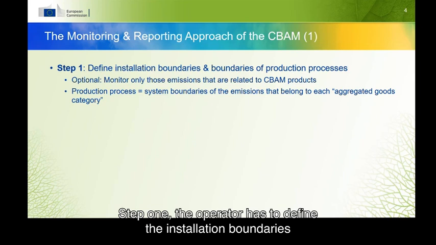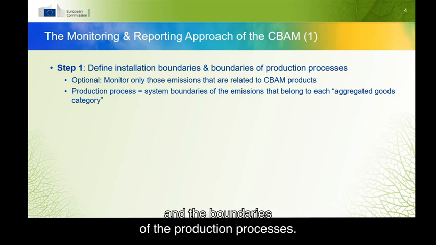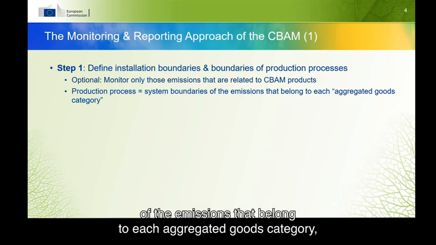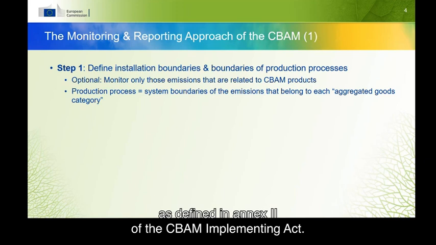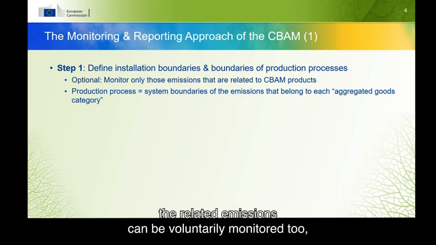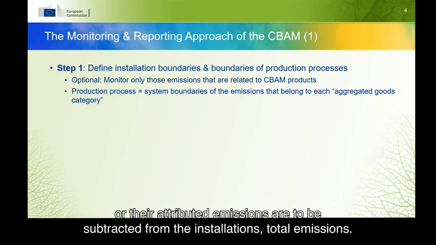Step 1. The operator has to define the installation boundaries and the boundaries of the production processes. By production process, we mean the system boundaries of the emissions that belong to each aggregated goods category, as defined in Annex 2 of the CBAM Implementing Act. A choice is then to be made if non-CBAM products are produced in the installation. The related emissions can be voluntarily monitored too, or their attributed emissions are to be subtracted from the installation's total emissions.